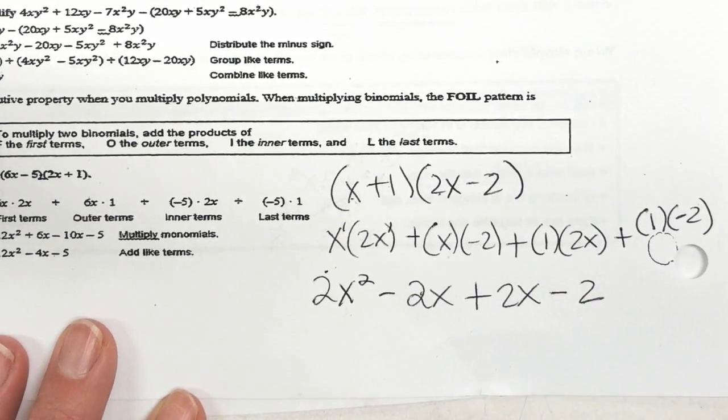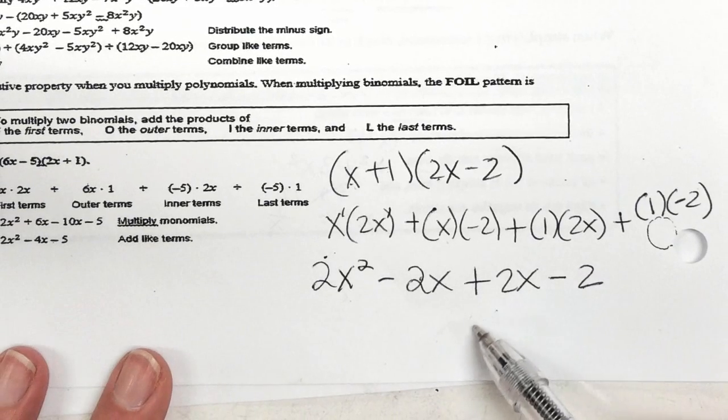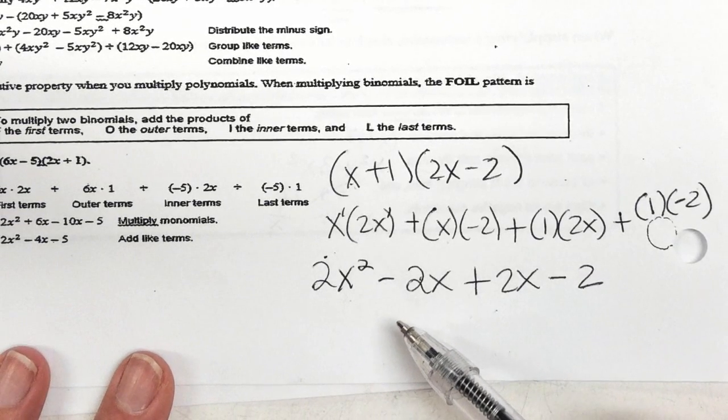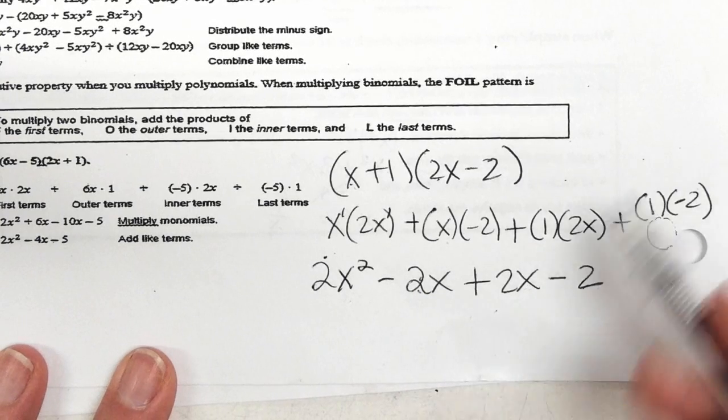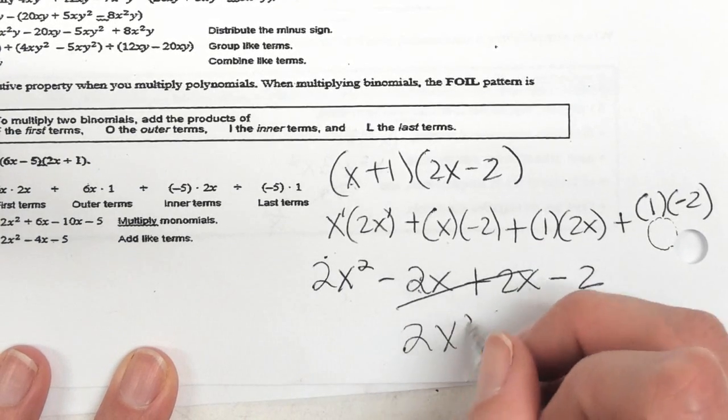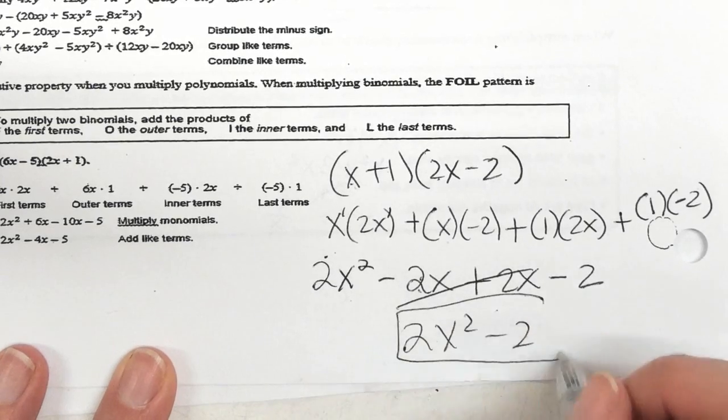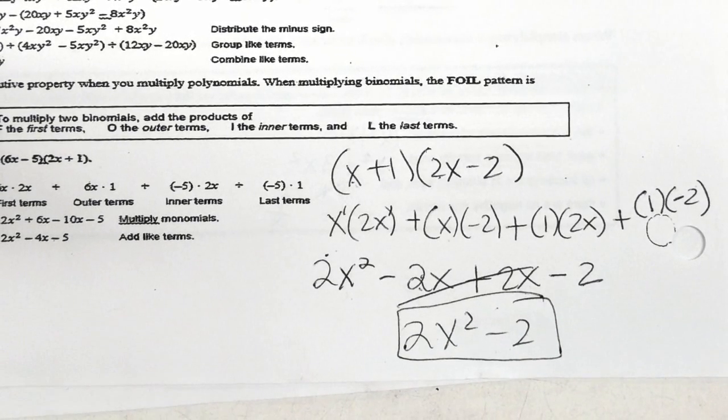Good. Can we combine our like terms? What are our like terms? Good. So what's negative 2x plus 2x? So we'll have 2x squared minus 2. So everybody's good with foiling? We remember how to do that? Alright, flip it over.